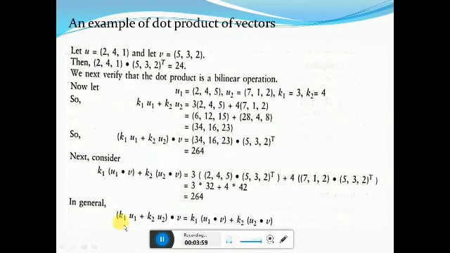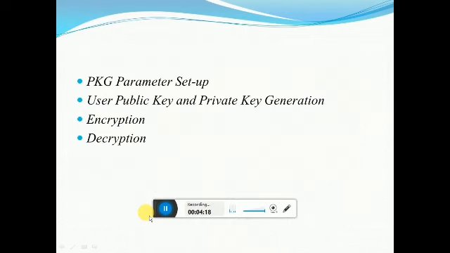The IBE scheme of Boneh and Franklin was the first scheme that implemented IBE. The heart of this scheme is bilinear pairing. The Boneh and Franklin scheme uses two cyclic groups, say G and tau, of large order P. The bilinear pairing maps a pair of elements from G to an element in tau. So this is the idea they used.